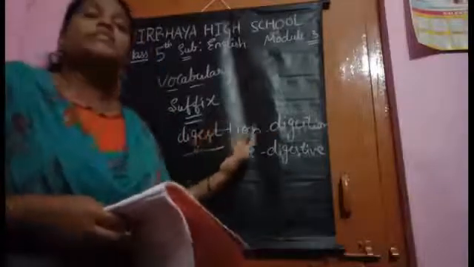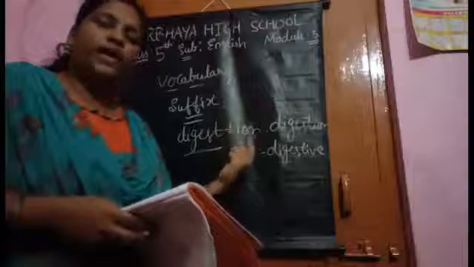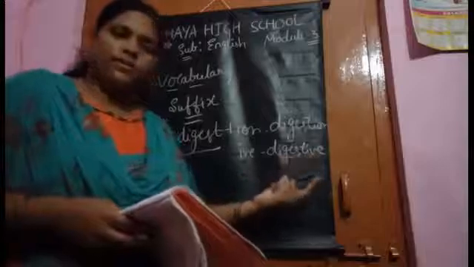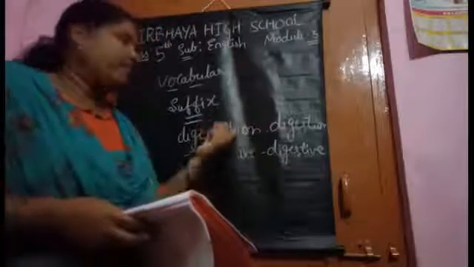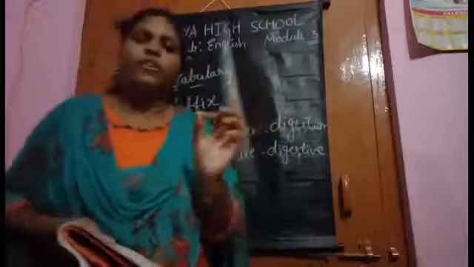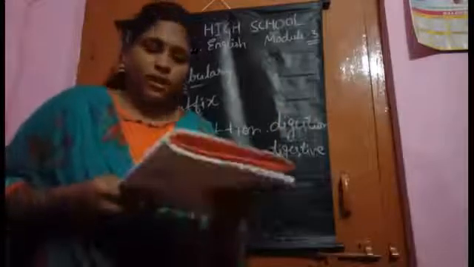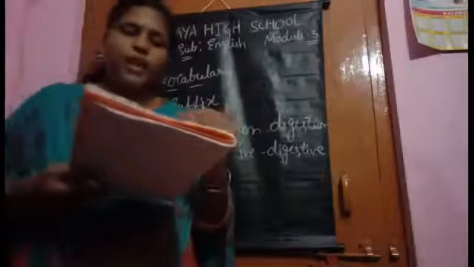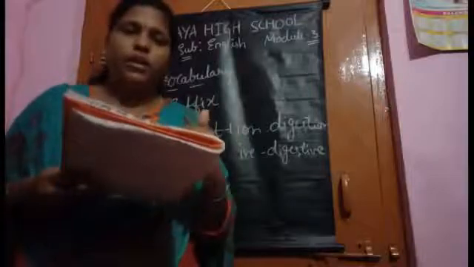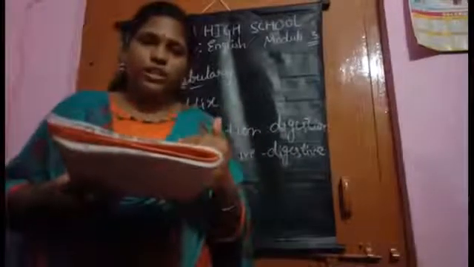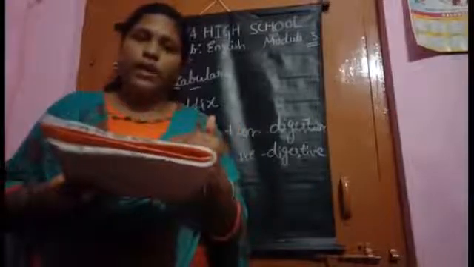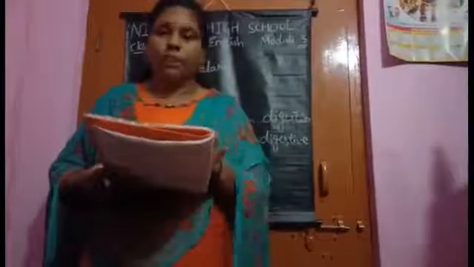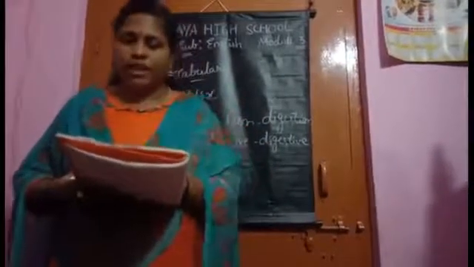When we are adding a suffix to a base word, at the end of the other word, a group of letters we are adding. So it becomes digestive. Understood children? Whenever we add a suffix at the end of another word, it becomes a new word. See here, there are so many examples. Digestion, digestive, productive, production, educate, educative, education, narrate, narrative, narration. See here, protect, protective, production, educate, educative, education.